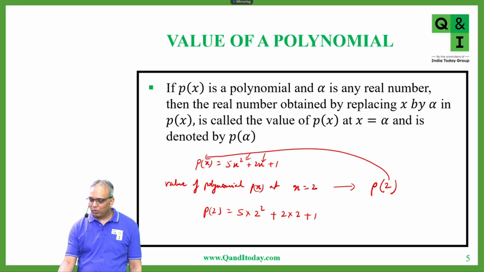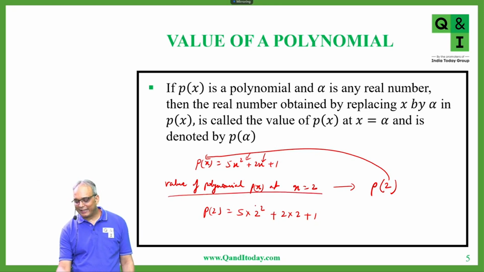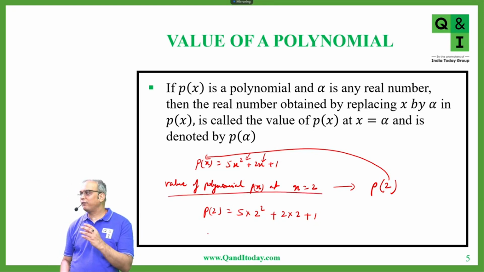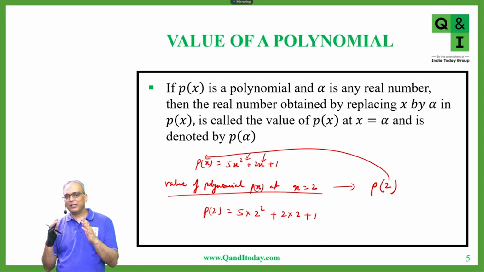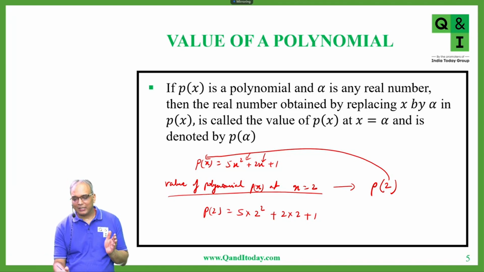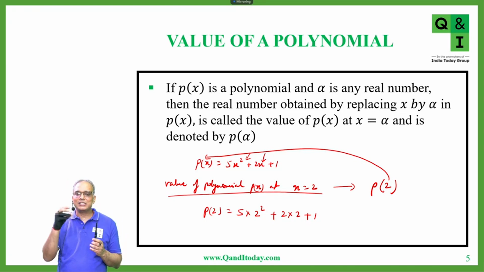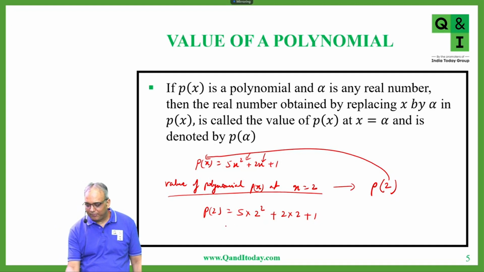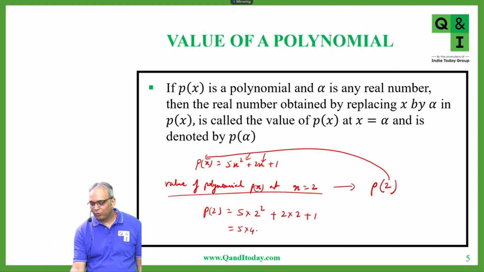So the value of the polynomial at x is equal to 2 is P(2). P(2) is the way you read it out, right? P(x) is the polynomial, and P(2) means wherever you have x, you will replace it by 2. So when you replace it by 2, you have 5 into 4 plus 2 into 2, which is 4, plus 1. So 5 into 4 is 20, plus 4, plus 1, which is 25.